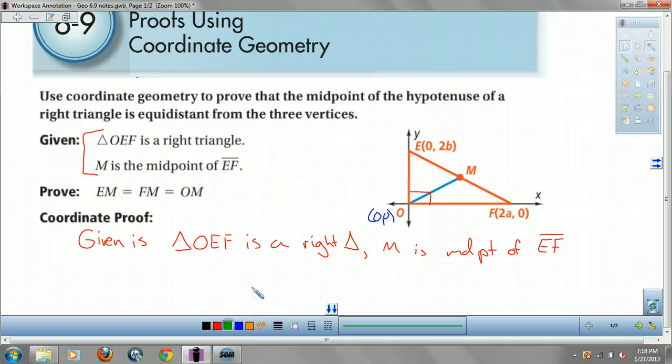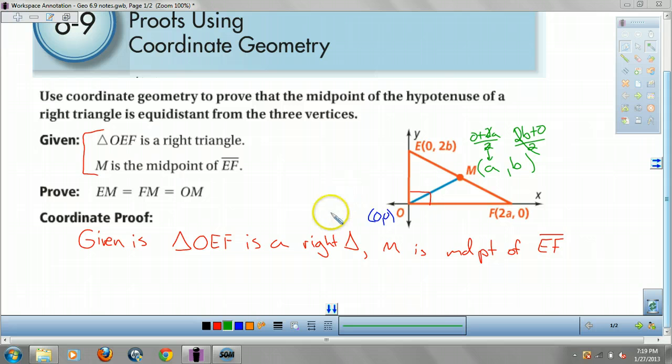Our coordinate for M, well, remember our midpoint formula? 0 plus 2a over 2 for our x, which ends up being a. And 2b plus 0 divided by 2 for our y. That's our midpoint formula, guys. X plus x divided by 2, y plus y divided by 2. That ends up being b.